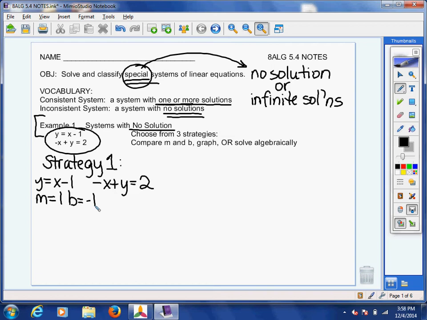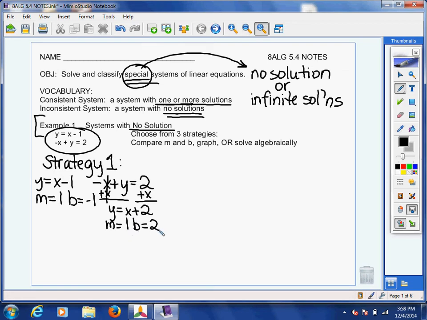The second one is standard form, ax plus by equals c. That particular form doesn't tell us what we need to know in order to compare to the other slope and intercept, so we're going to have to do a little bit of rearranging. I'm going to move this x over, and I've got y equals x plus 2. So this has a slope of 1, an understood 1 in front of our x, and the y-intercept is at positive 2.